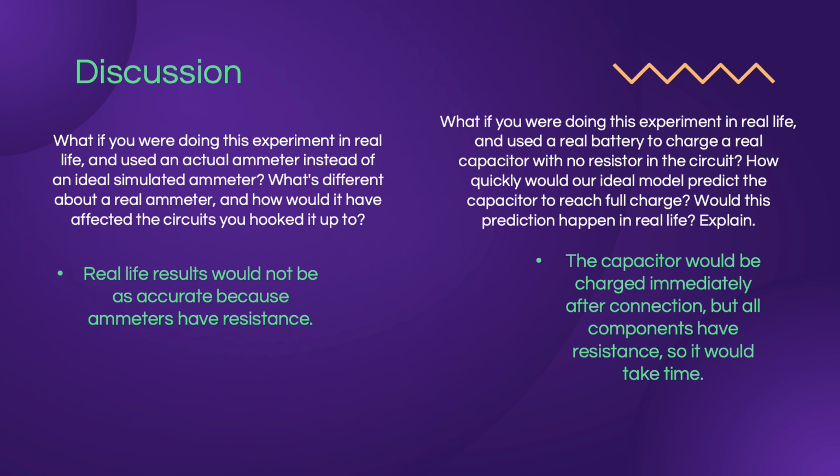And then if you were doing this experiment in real life and used a real battery to charge a capacitor with no resistor in the circuit, how quickly would our ideal model predict the capacitor to reach full charge? How would this prediction happen in real life? The capacitor would be charged immediately if there were no resistors, but all components of a battery or a circuit have resistance, so it would take time.